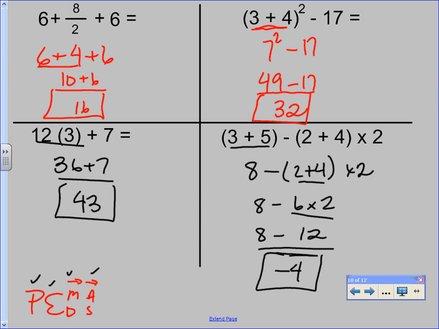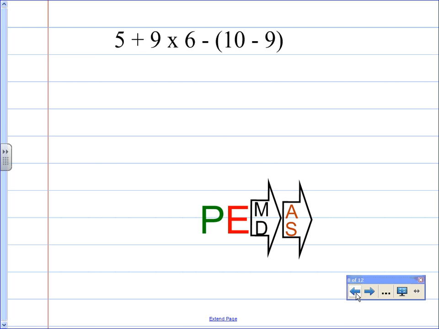So what I've tried to do in this video is go over a bunch of different types of situations. And I know I went really fast. Let me just do a couple more examples and then I'll be done. So let's look at this one right here. Parentheses we have, 10 minus 9 is 1. I'm going to bring everything else down.